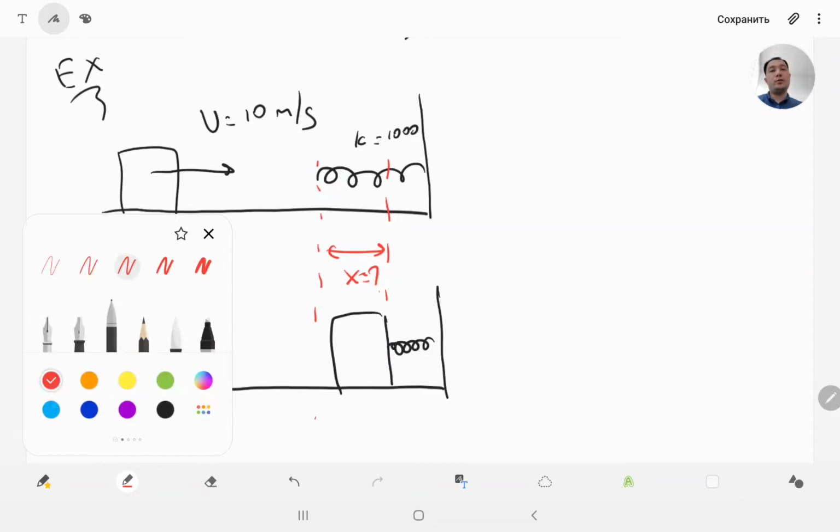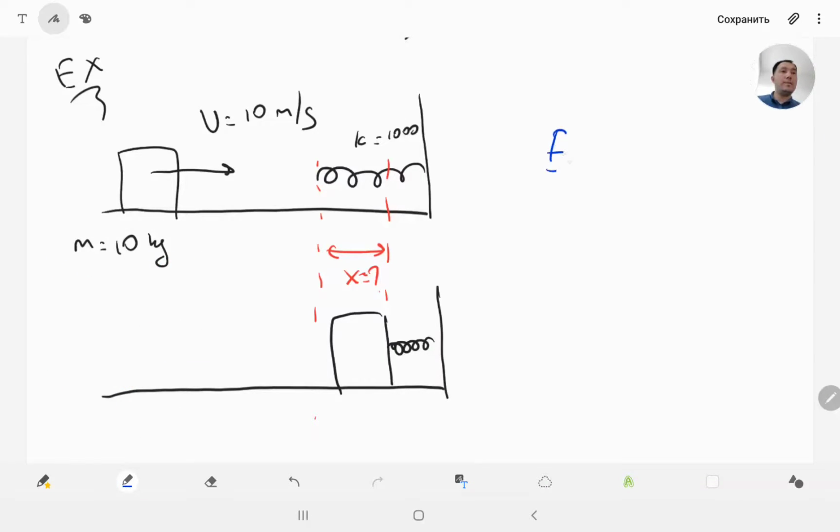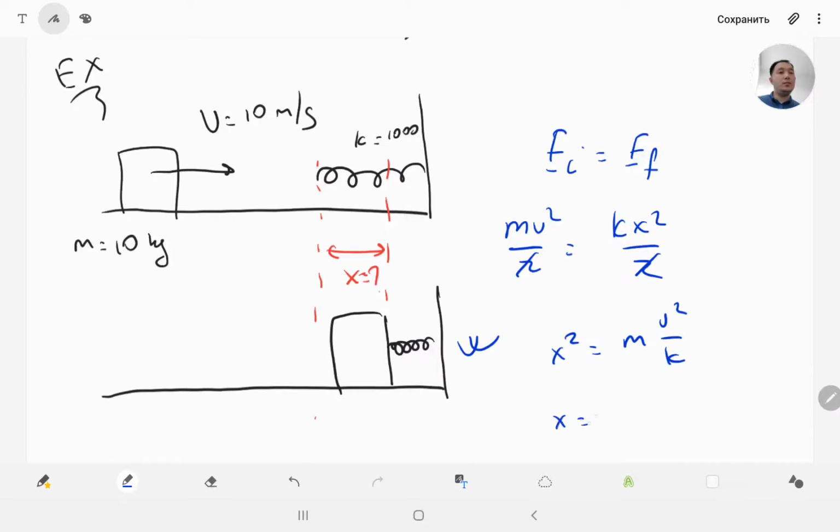According to the conservation of energy, the initial energy of the system should be equal to the final energy of the system. Initially the spring is unstretched, so no potential energy of the spring. The object is moving, so we have only the object's kinetic energy. Finally, at this point, the object stops, no kinetic energy, but the spring is compressed, so the spring has a potential energy. So from here, x squared equals m v squared over k. So x equals v times square root of m over k.